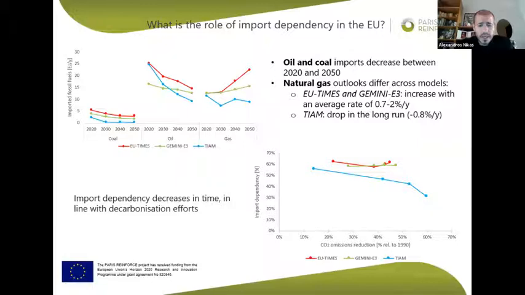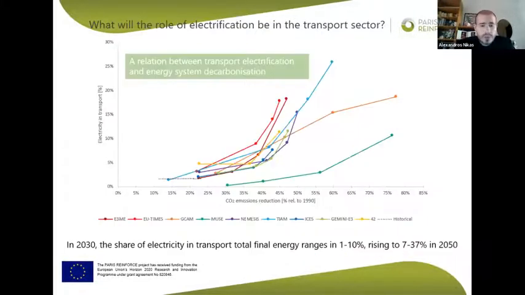Regarding security of supply, import dependency was seen to decrease over time, which attests to future low-carbon energy systems relying less and less on imports, which in this case were substituted by energy savings in the EU and domestic energy resources. All models foresaw a growth of electricity penetration in the transport sector, most with a steep increase, along with decarbonization. Only two models, GCAM and NIES, showed a slightly lower slope, but overall an increase nevertheless.